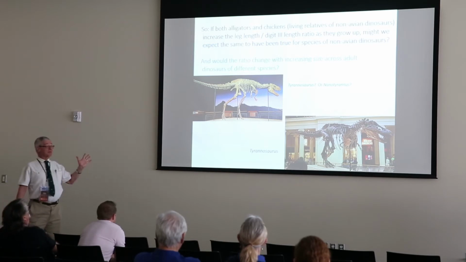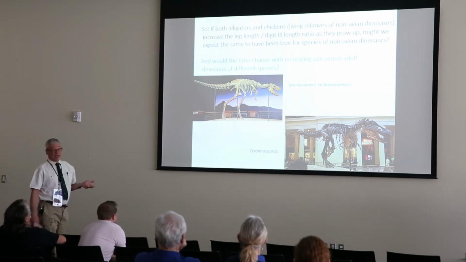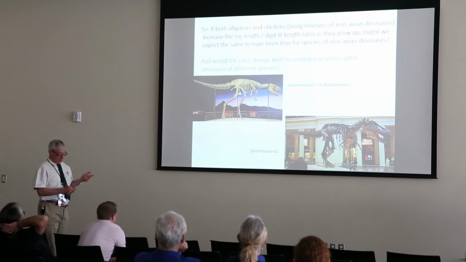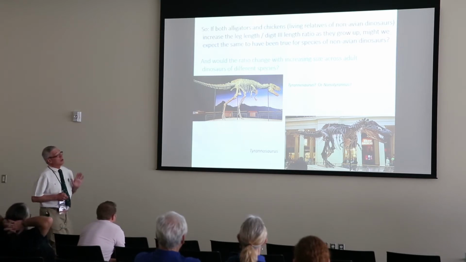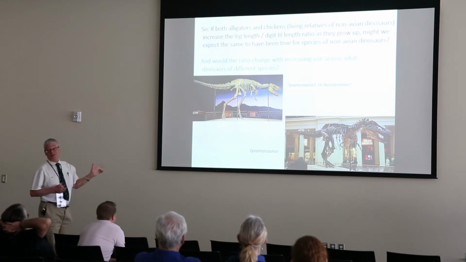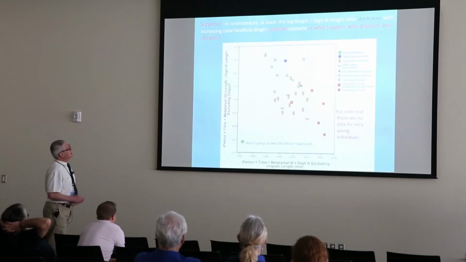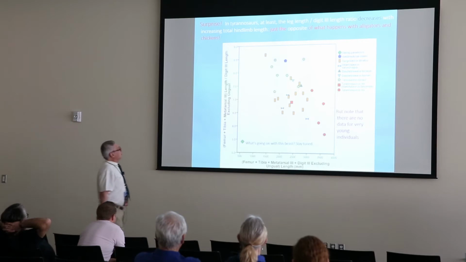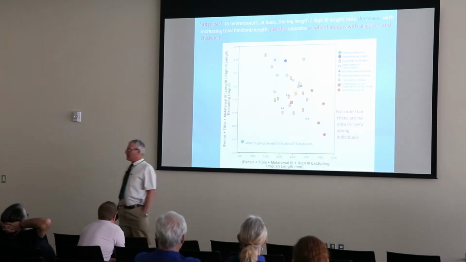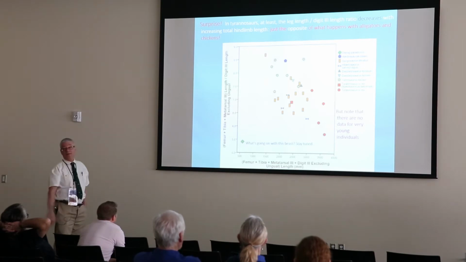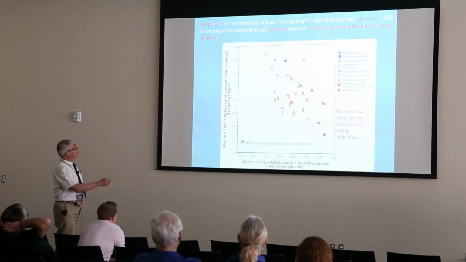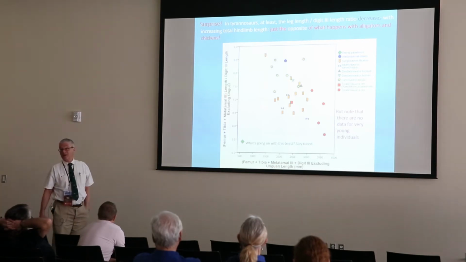We might expect the same to have been true for non-avian dinosaurs. And again, we can ask, would the ratio change not only within the species, but across species of different size? And here's where I got confused, because when I start looking at data for tyrannosaurs, it does just the opposite. As they get bigger, the ratio of leg length to digit 3 length goes down.